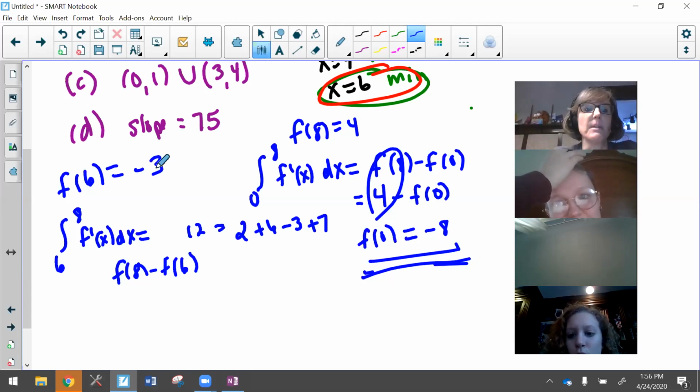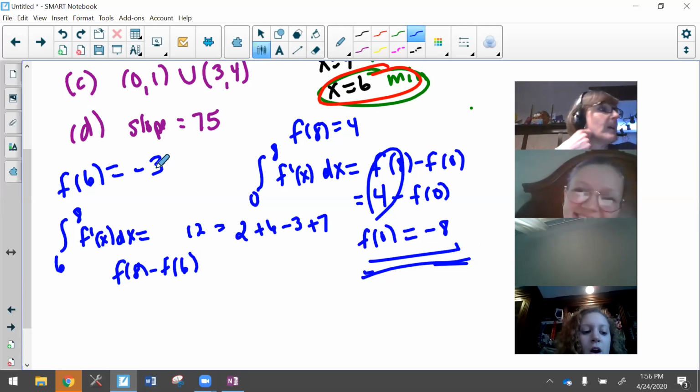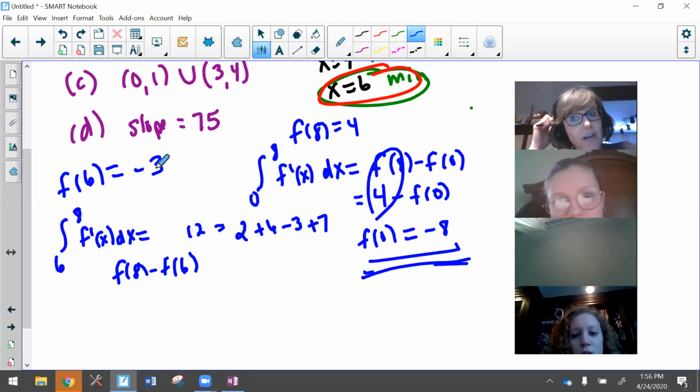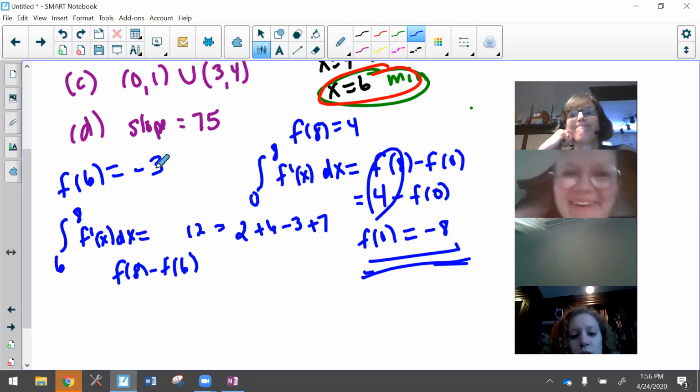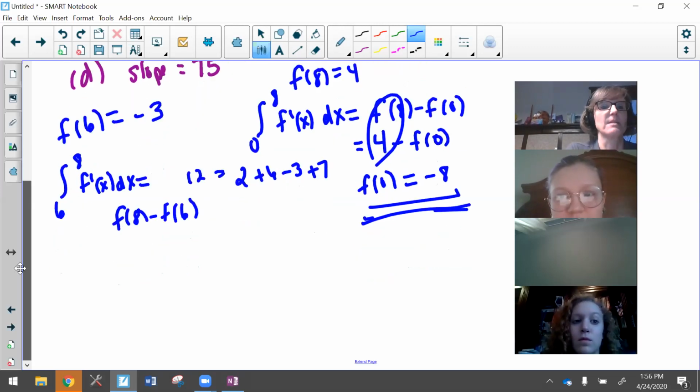Okay. Is that what you get when you do it my way? Yeah. If you go 0 to 6, are you remembering that the area under the x-axis is negative? Okay. Yep, that's it. I was messing that up. Thank you. How did you get f of 6? It's just the area under the curve of 6, right?